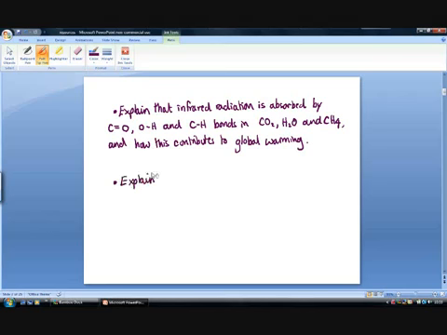And we need to be able to explain also the greenhouse effect of a given gas is dependent on both its atmospheric concentration and its ability to absorb infrared radiation.